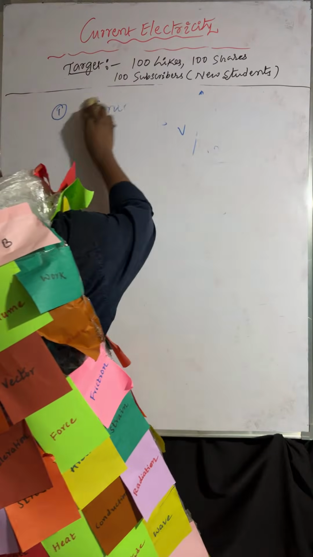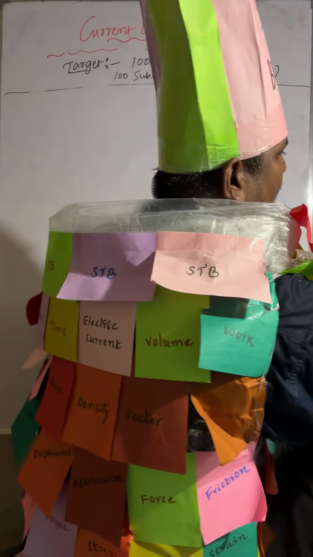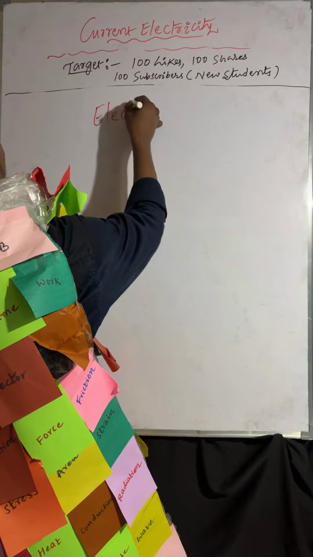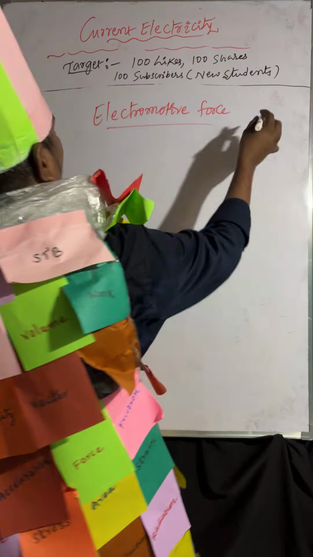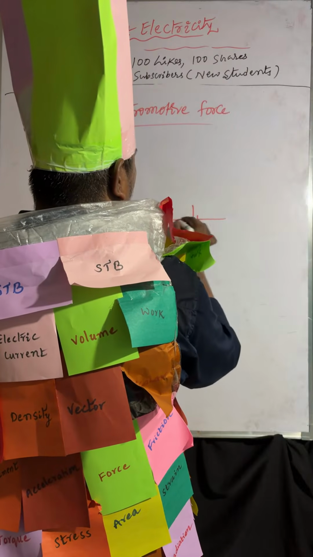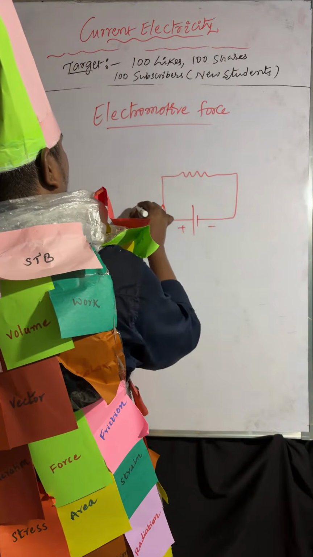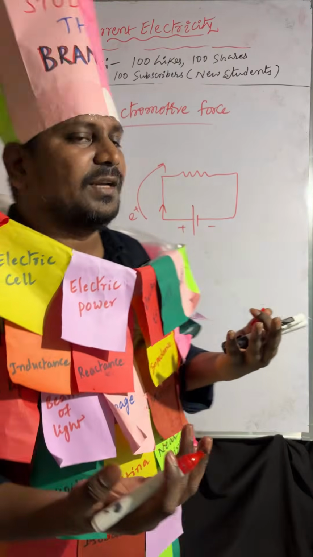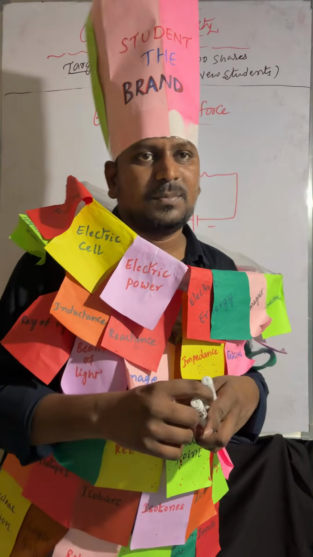So what is electromotive force? Normally, take a cell connected to a circuit, with a positive terminal, negative terminal, and a resistor, and current flowing. Normally positive charge will move from the positive terminal to the negative terminal when you connect the cell to the circuit.